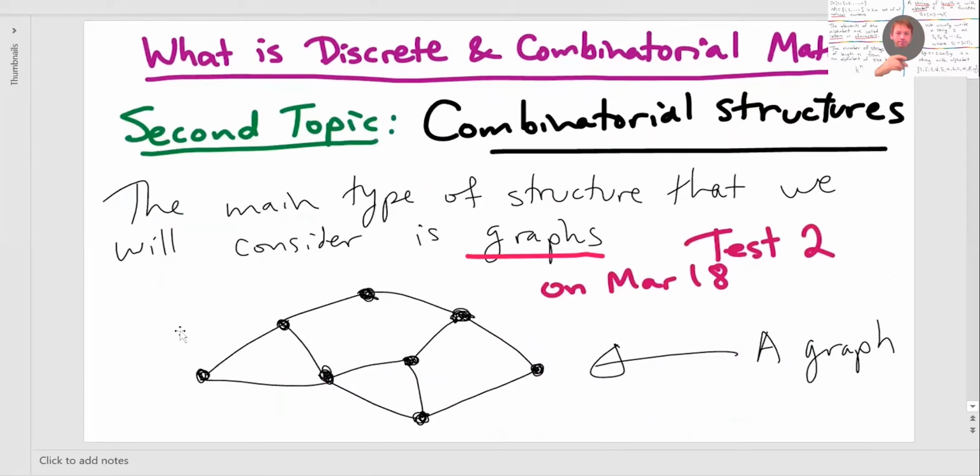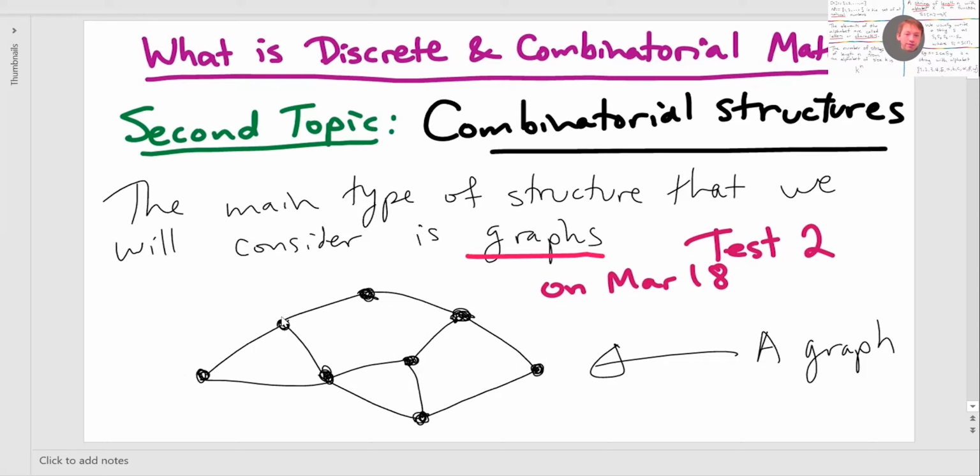The second topic that's going to start after enumeration is what I'm calling combinatorial structures, meaning an introduction to different types of things that you see in combinatorics. So the main one is going to be graphs. So what is a graph? A graph is just something like this. Basically, when I say graph, you should think network.